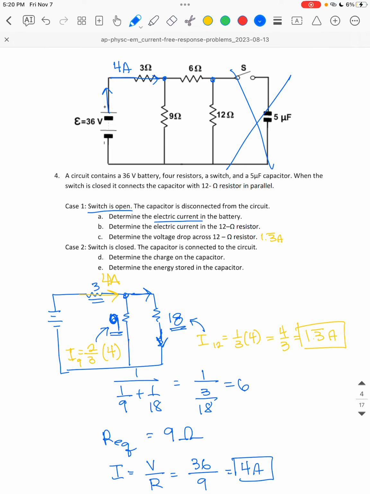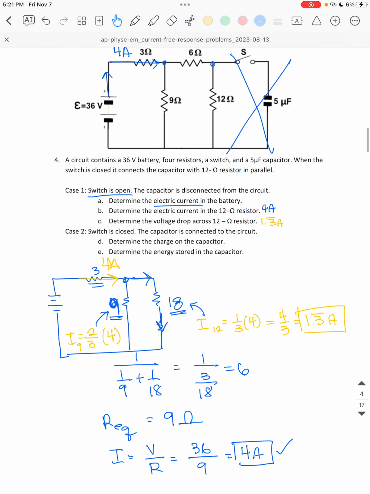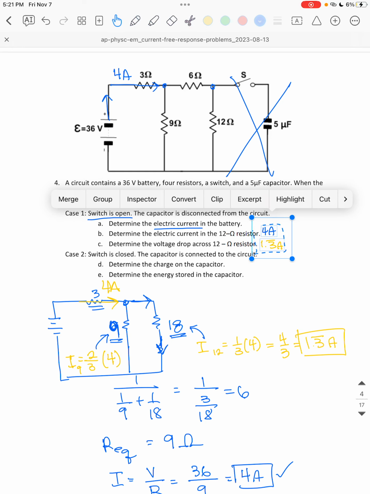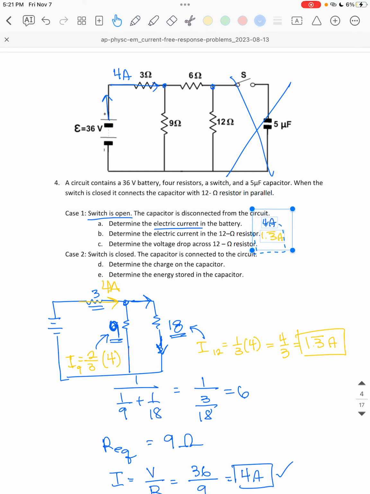I've answered 4A here. Oh, sorry. Both of those need to be moved up. Just going to slide them up slightly.